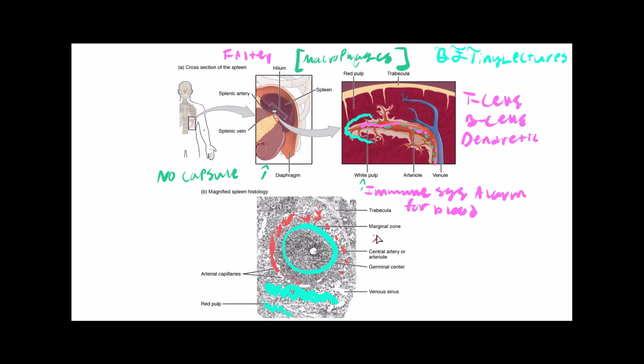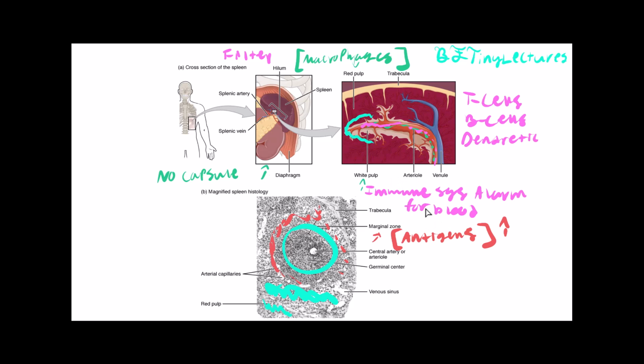So if you ever see on the exam, what is a marginal zone? A marginal zone, in terms of the spleen, is the area between the red pulp and the white pulp, and it has a high concentration of antigens. So after the E. coli bacteria is killed, it has little bits and pieces left over. Those are going to be the antigens, and they're going to be presented to the B cells and T cells of the white pulp.